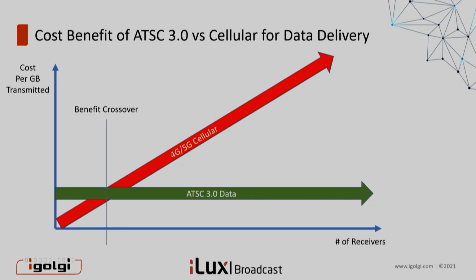Graphically, the cost per transmitted gigabyte in ATSC3, because it's a broadcast mechanism, is going to be flat. It's independent of the number of receivers. But in 4G or 5G, the cost per gigabyte increases as the number of receivers goes up. So there is definitely a crossover point when you start using ATSC3 to deliver these kinds of services.